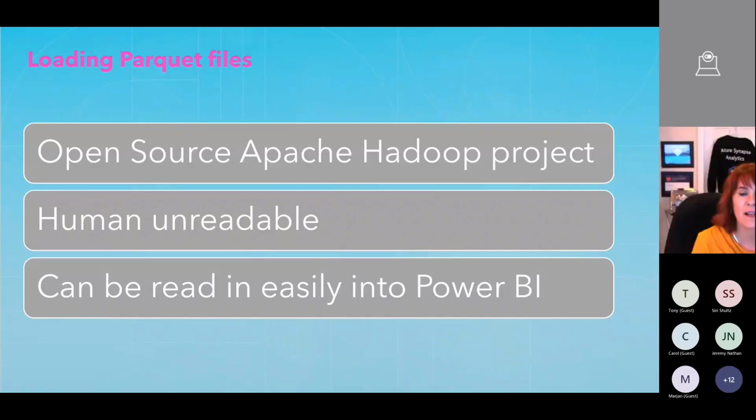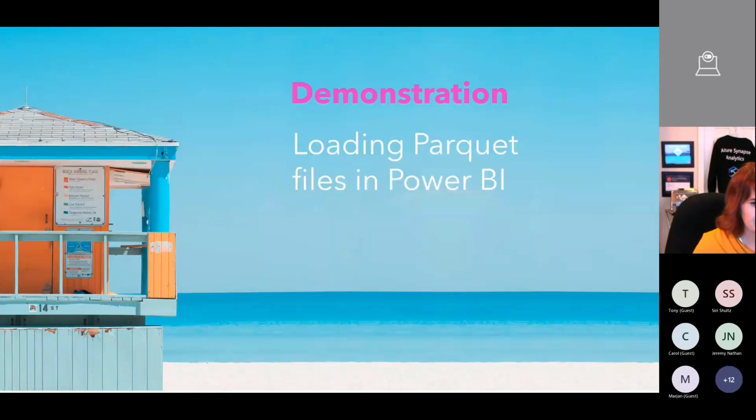A Delta-like format is more like a database that you put on top of your flat files, but the flat files have to be in a Parquet format to make that work. And Parquet files can be really easily read into Power BI. So let me show you how you would do that.